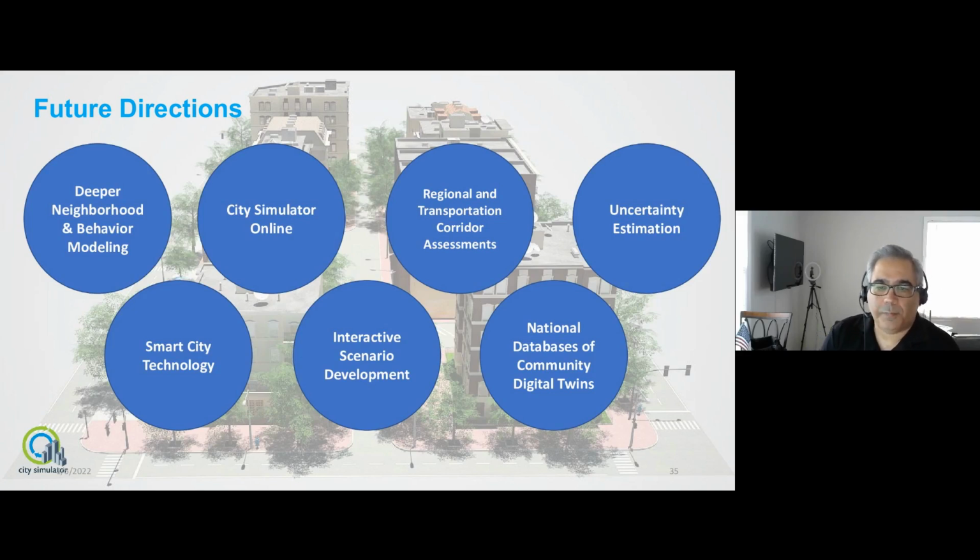So we're saying, maybe we could do the work up front and create databases of this information to make it easier to do a fast city simulator exercise. You just use data that's already been created. And then finally, uncertainty estimation. We're improving our techniques there.